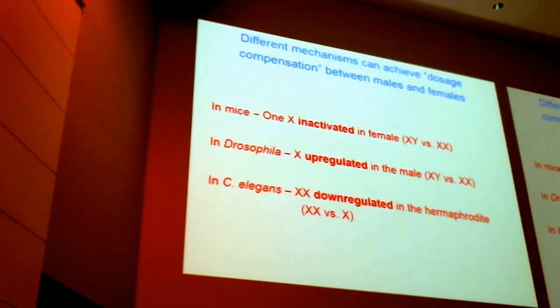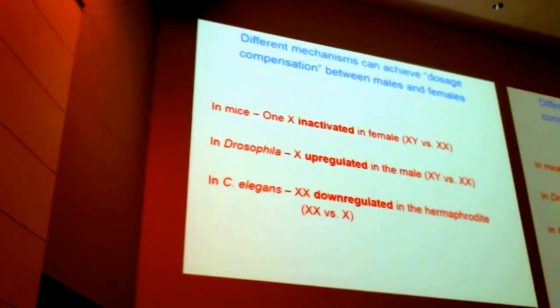Okay. And in C. elegans, it's yet another way in which it's done. You have both X's being downregulated by about 50%. It's bizarre how this whole thing is achieved across the whole chromosome, and it's still an area of active study, but we know that that's what happens. Okay? You get a downregulation.